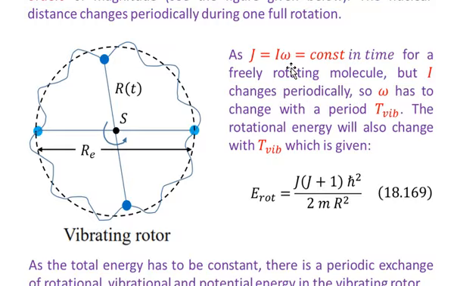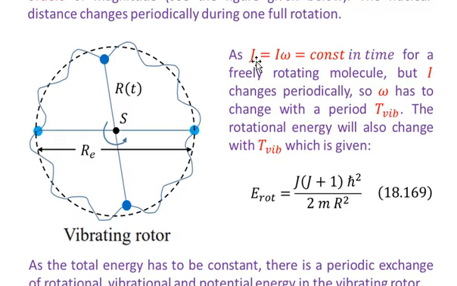So J is equal to I omega is equal to constant, and you know that J is the rotational quantum number. So this quantity is constant in time for a freely rotating molecule, J is equal to I omega is equal to constant, but I changes periodically. Because here capital R, that is the separation between the two nuclei, will change periodically as a function of time. So I will change periodically. So omega has to change with a period T vibration.